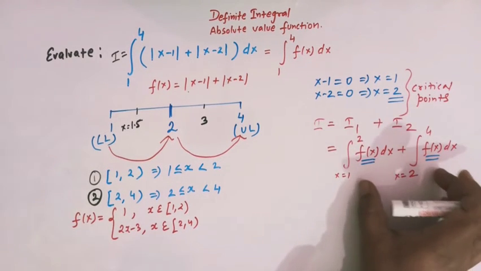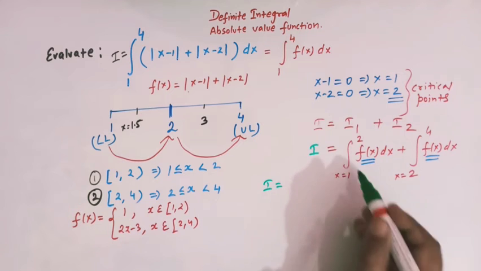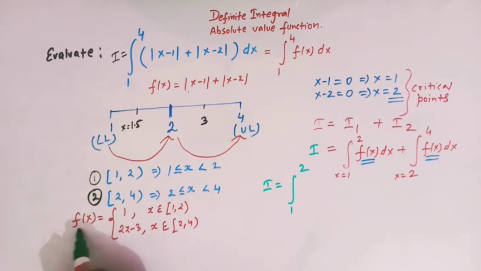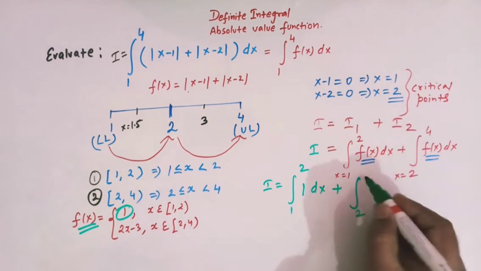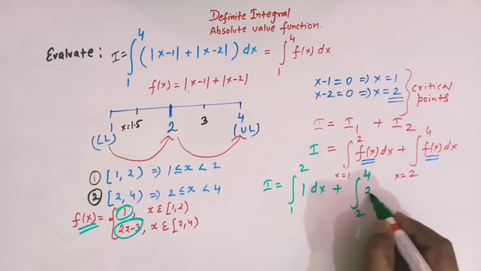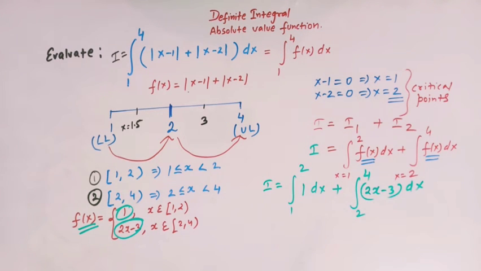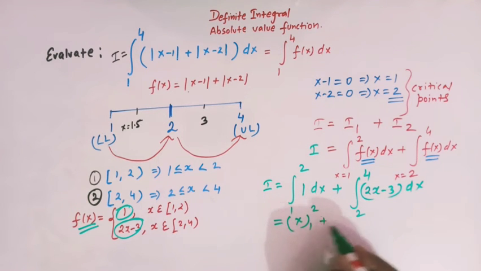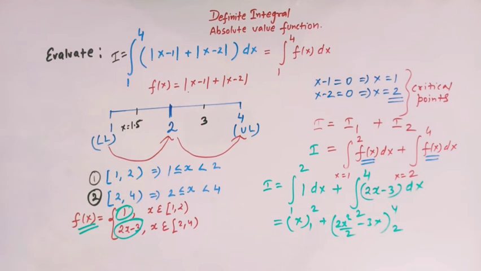So now viewers, let us come to this expression, that is I is equal to the sum of these two integrals. So now I1 is from 1 to 2, and when we are integrating from 1 to 2, f of x is equal to 1. So here we have 1 dx, and then we are integrating from 2 to 4, and here f of x is equal to 2x minus 3, right? So here we have the integrand 2x minus 3 dx, and now we have two simple integrals, right? So the value of this integral is x, limits are from 1 to 2, and here we have 2x square over 2 minus 3x, limits are from 2 to 4.